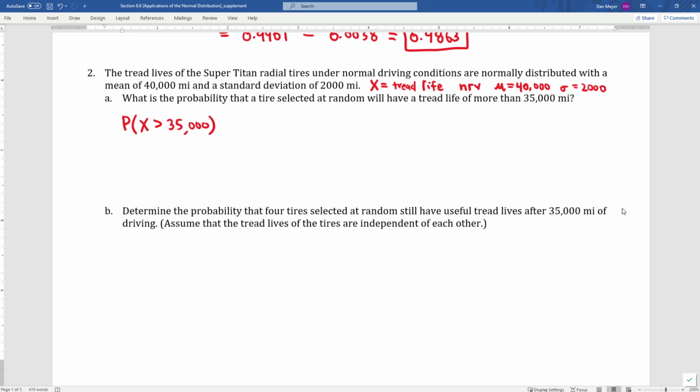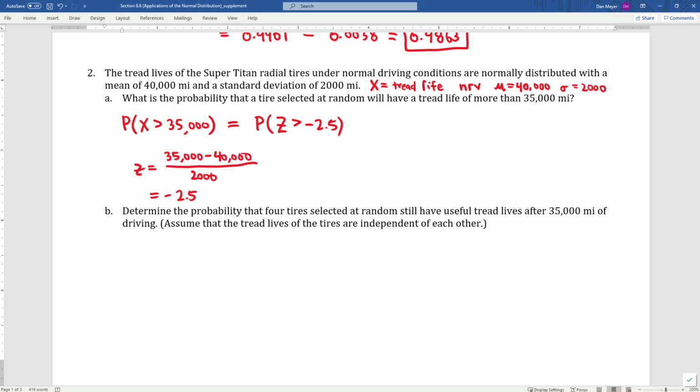Okay, so we have, again, another normal random variable problem. We need to standardize it with a z-score. Here the z-score would be our x value, 35,000, minus our mean of 40,000, divided by our standard deviation of 2,000. And that would give us a z-score of negative 2.5. So when we standardize this normal random variable, we get the probability that a standard normal random variable takes on a value greater than negative 2.5.